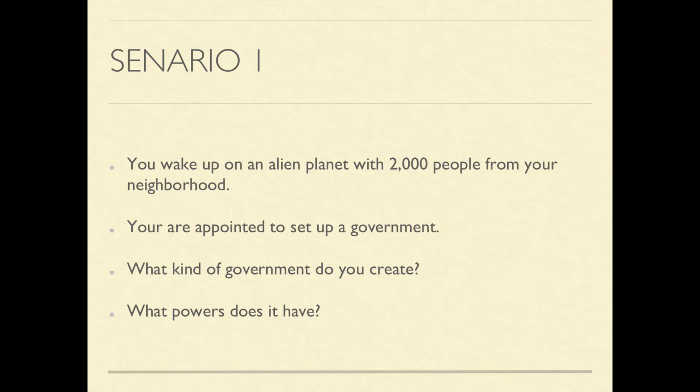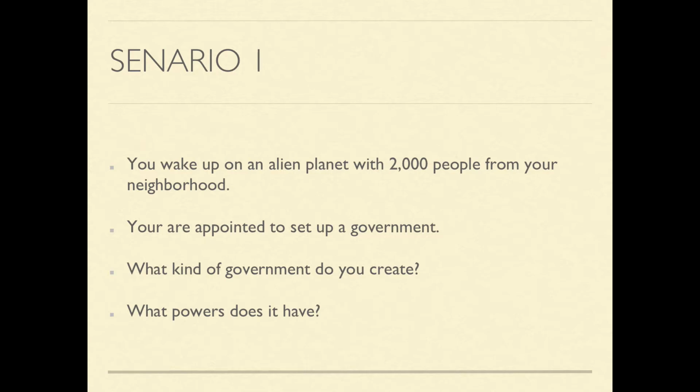Well, a lot of people say, well, let's set up a democracy. Now, why? Well, 2,000 people, that might work for a democracy, right? That's not a huge number of people. We might even be able to do a direct democracy, right? But there's other factors. Now, we're on an alien planet. What else is on the alien planet? We have no idea, right?